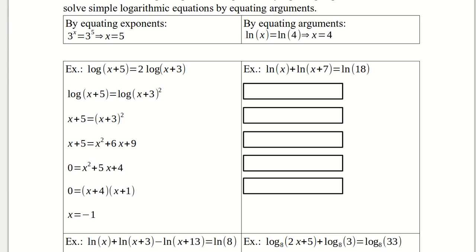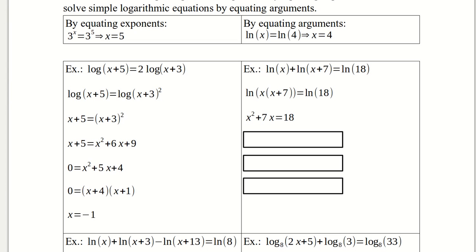Okay, our next example, no coefficients, but we don't have a logarithm equal to a logarithm. On the left side, we have a sum of logarithms. They have the same base, and they have no coefficient, so we can use the product rule. The product rule says that the arguments get multiplied together, and so when we multiply x times x plus 7, we're going to distribute. That'll give us x squared plus 7x. And of course, we can equate the arguments, which means those natural logs go away.